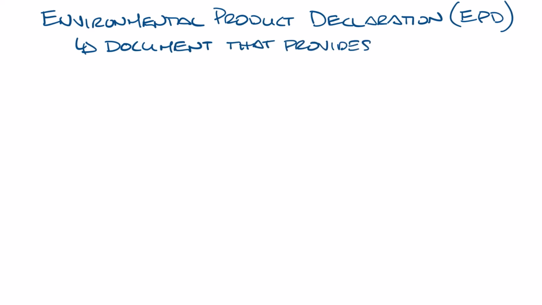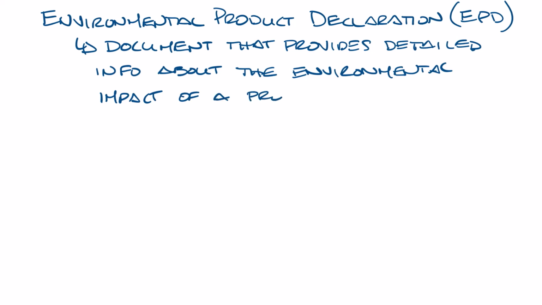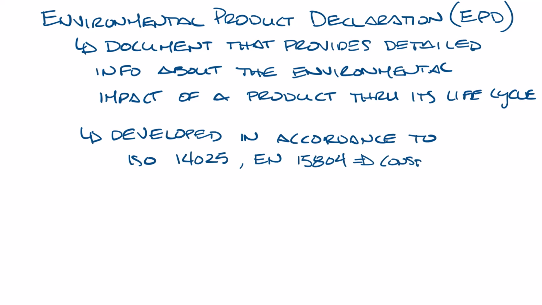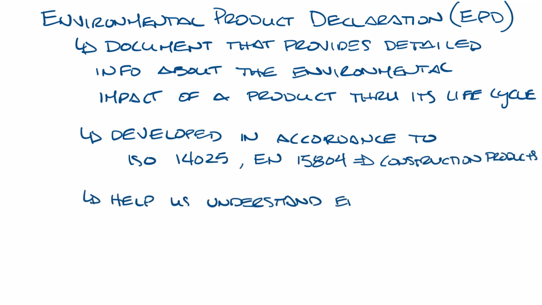So what is an environmental product declaration, an EPD? It's a standardized document that provides detailed information about the environmental impact of a product throughout its entire life cycle. This includes everything from material extraction, manufacturing, transportation, use, and end-of-life disposal. EPDs are developed according to ISO 14025 or EN 15804 for construction products. They help us understand the environmental footprint of the products we use and make informed choices to reduce our impact on the planet.